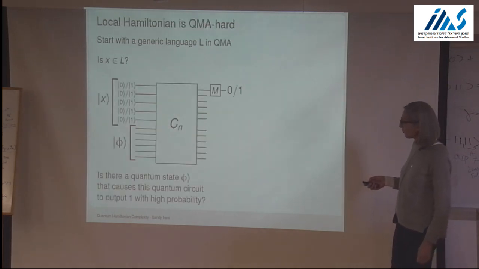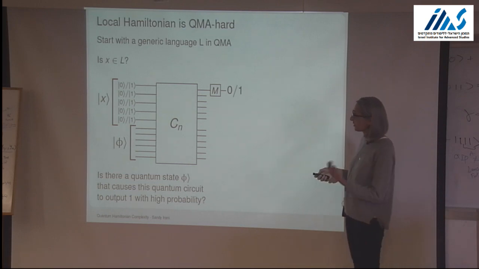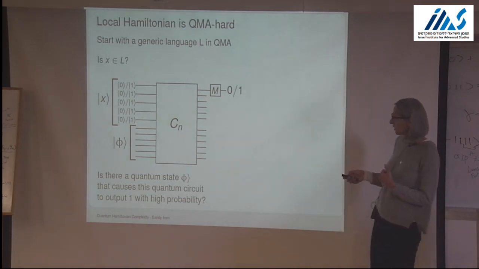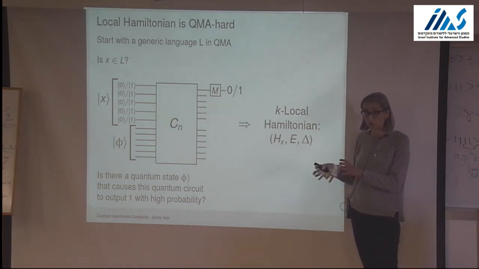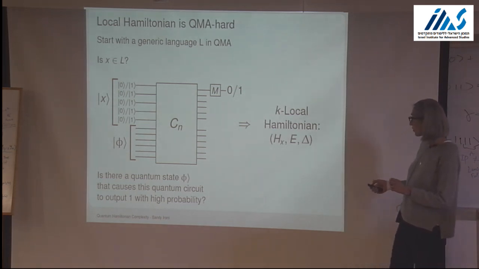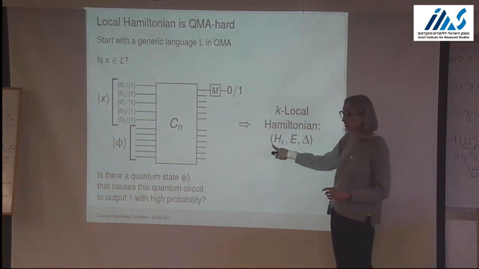Okay, so a similar thing: we have a quantum circuit, and X is in the language if and only if there's a quantum state that causes the circuit to accept with high probability. And we're going to transform this circuit into a Hamiltonian, a local Hamiltonian problem. So the Hamiltonian that we're going to construct certainly depends on X.